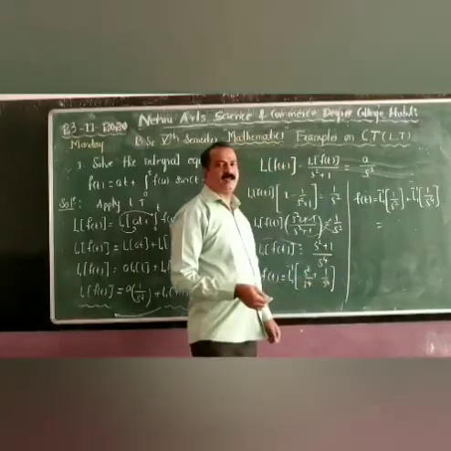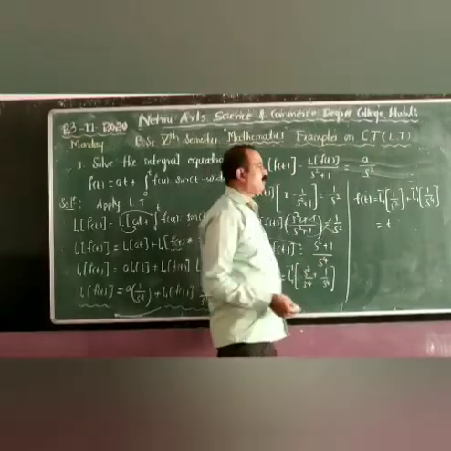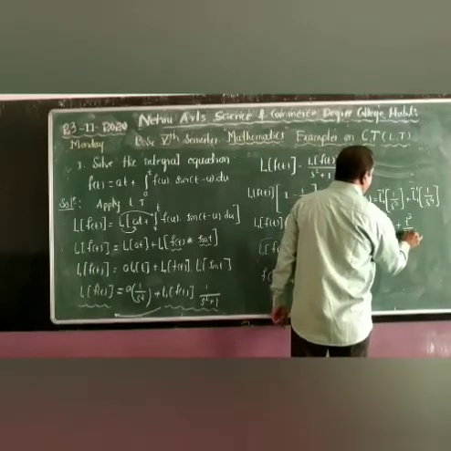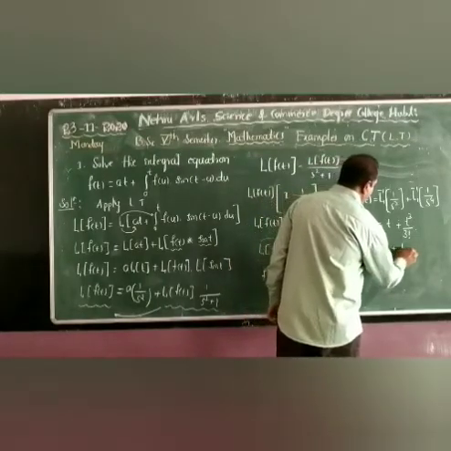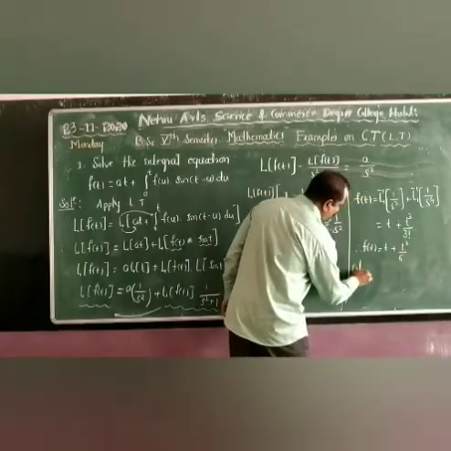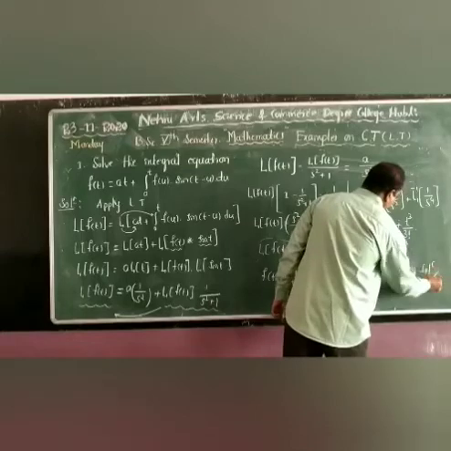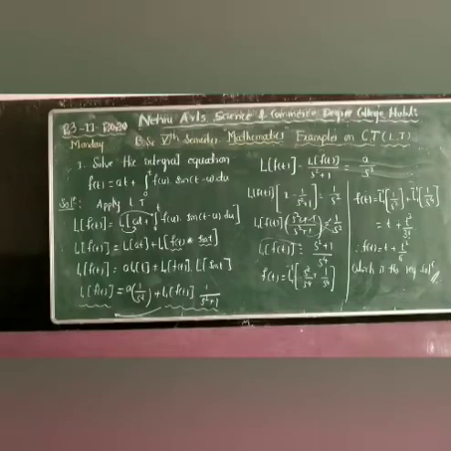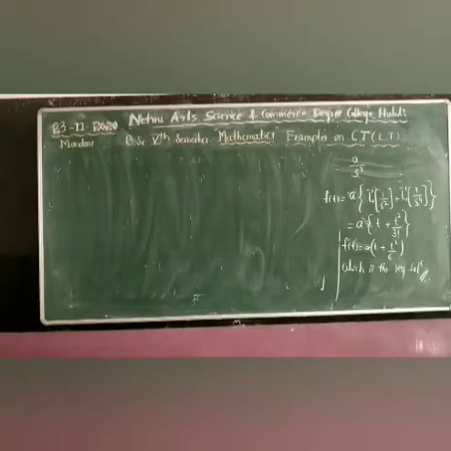The a is there, I have not written it. On the right side it should be a into the bracket, L inverse of 1 by s square is t, and L inverse of 1 by s raised to 4 is t cube by 3 factorial. Therefore, the answer is f of t equal to a into bracket, once again a into bracket, t plus t cube by 3 factorial, which is 6, so t cube by 6. So this is the required solution of the expression f of t equal to a t plus integration from 0 to t f of u into sine of t minus u.